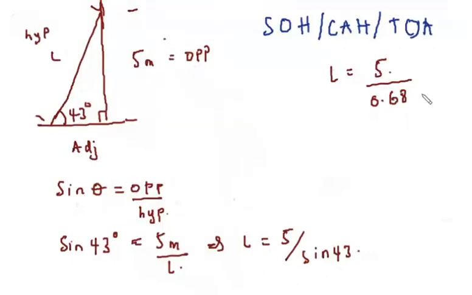Sine 43 from the calculator is 0.6820 to 4 decimal places. So L is equal to 5 divided by 0.6820, which is 7.33 to 2 decimal places. That means the length of the ladder is 7.33 meters. That's how you solve questions using trig ratios.